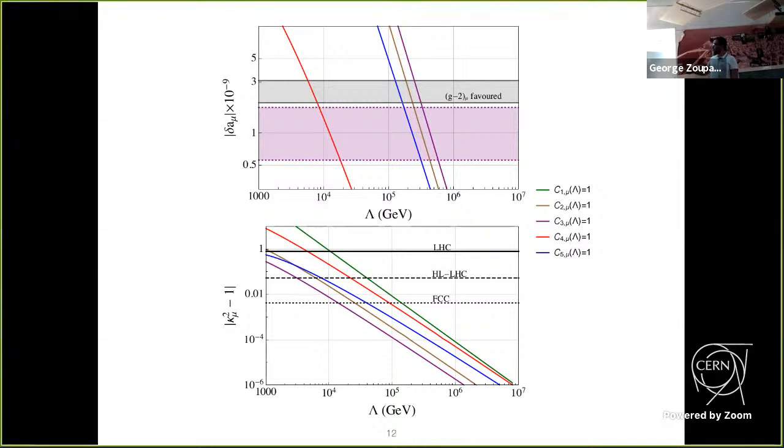For the G-2, you can see that the C4, the colors are not very clear, but this is red. And C4 is the scalar operator, the one coupling leptons and quarks in a scalar fashion. This would actually be favored by G-2. The upper band here is Fermilab, and the purple band is the BMW lattice. This would be favored at a scale already below the TeV, below the tens of TeV, here.